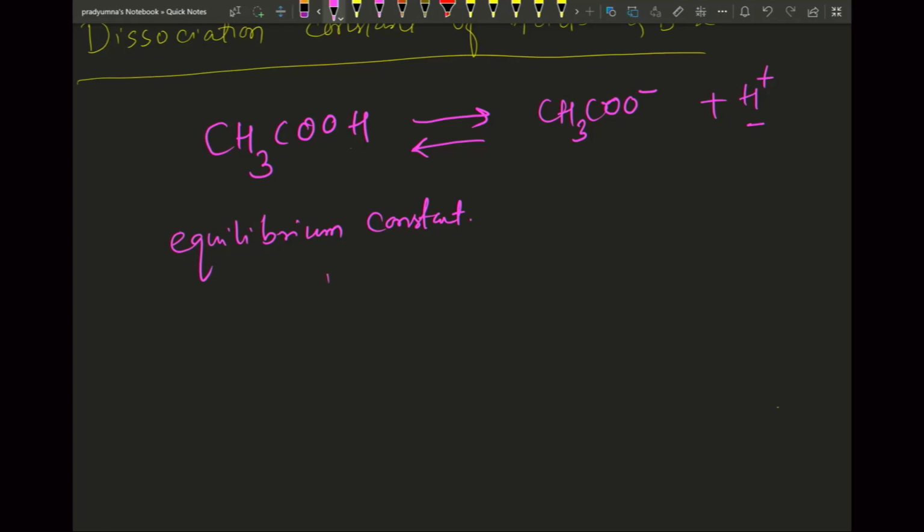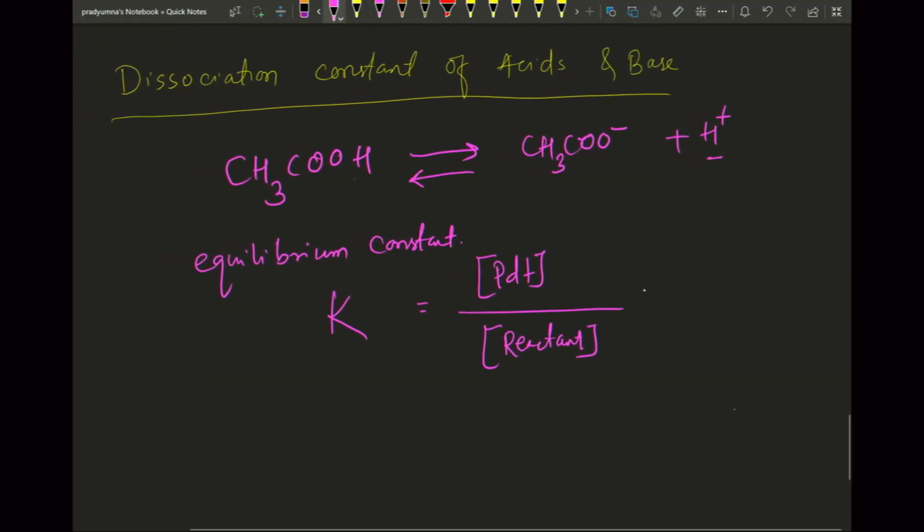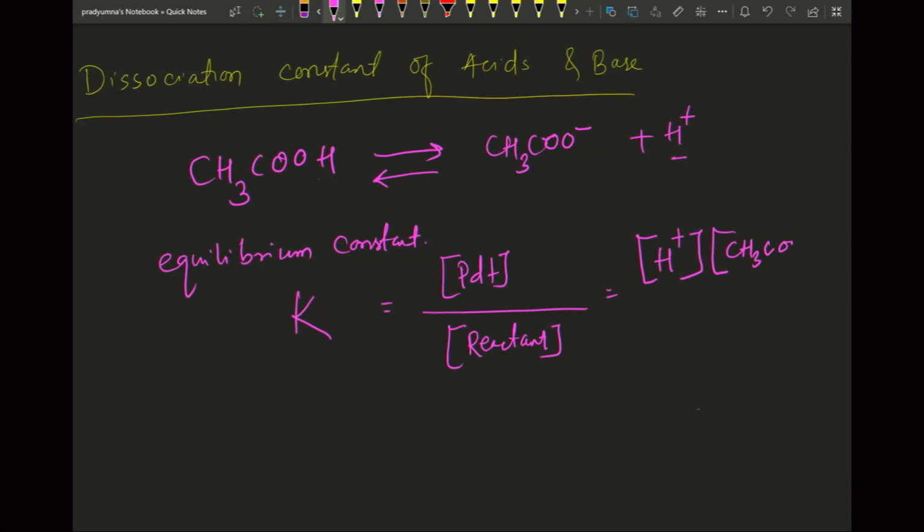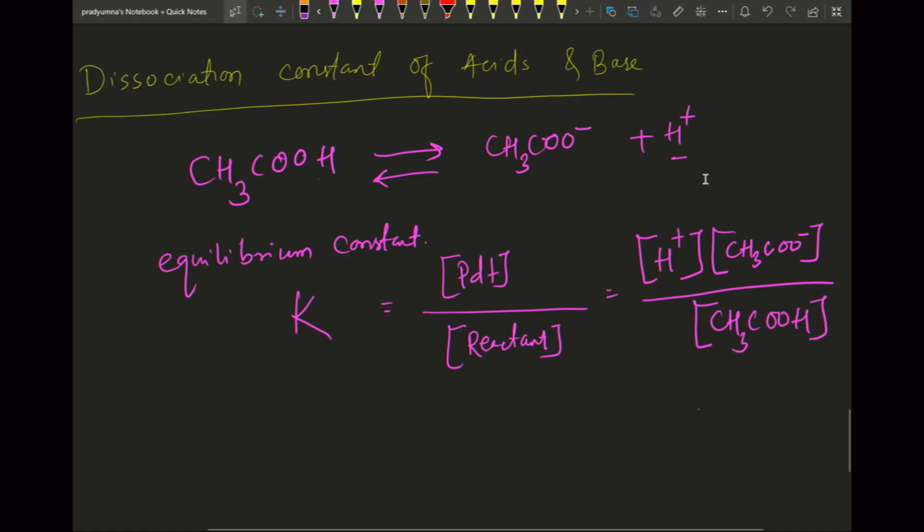So what is the equilibrium constant for this one? Let's call it K. How do we find the equilibrium constant? It is the product concentrations. If we have multiple products, you multiply those, and then divide by the reactants. If we have multiple reactants, then you multiply each of those reactants. So in this case, what are our products? We got two products: H+ ion and CH3COO-. And our reactant is CH3COOH. This is our product, this is our reactant, and the equilibrium constant is this.